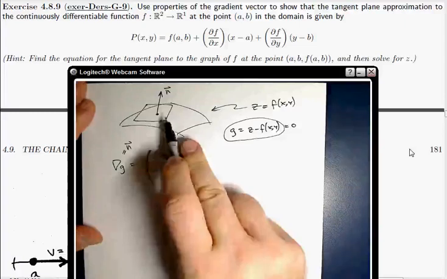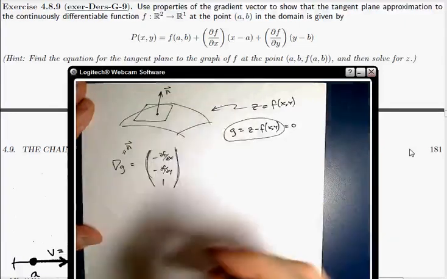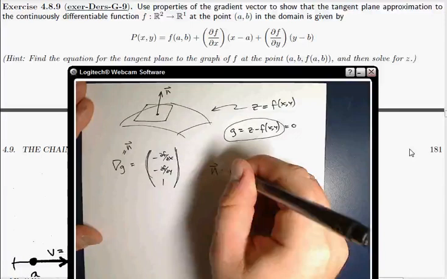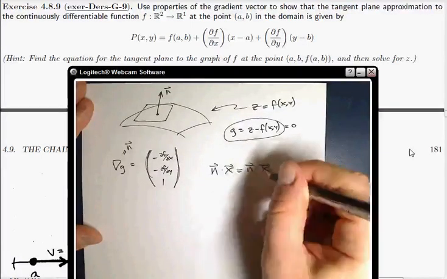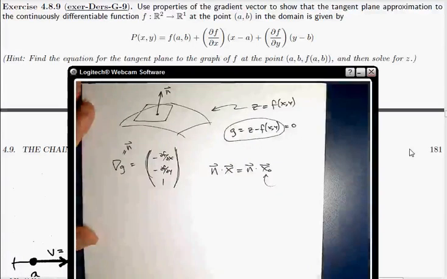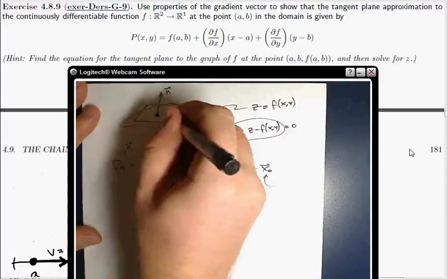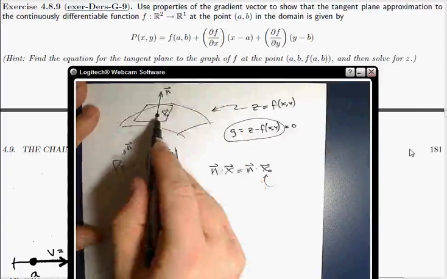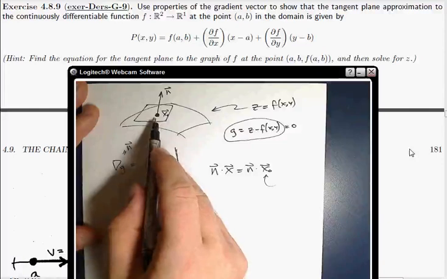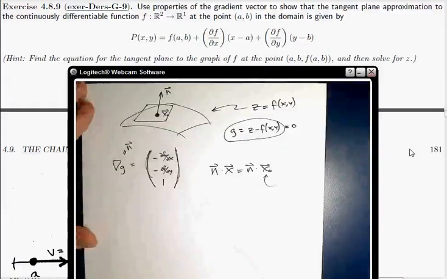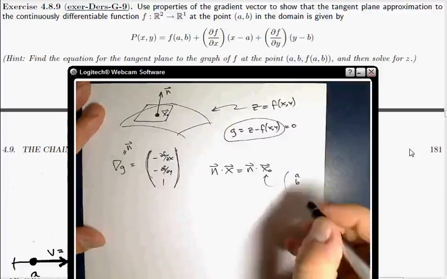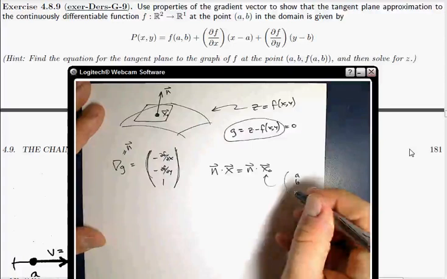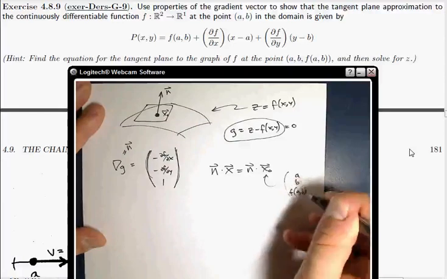Well, I need to write down the equation of this plane. The equation of the plane, as usual, is n dot x equals n dot x naught. I need to know what that x naught is. That x naught is the point in question that I know on the plane, the point where I want the tangent plane to the surface. We're talking about the point a, b in the domain, so x is a, y is b, and therefore the z-coordinate is f of a, b.